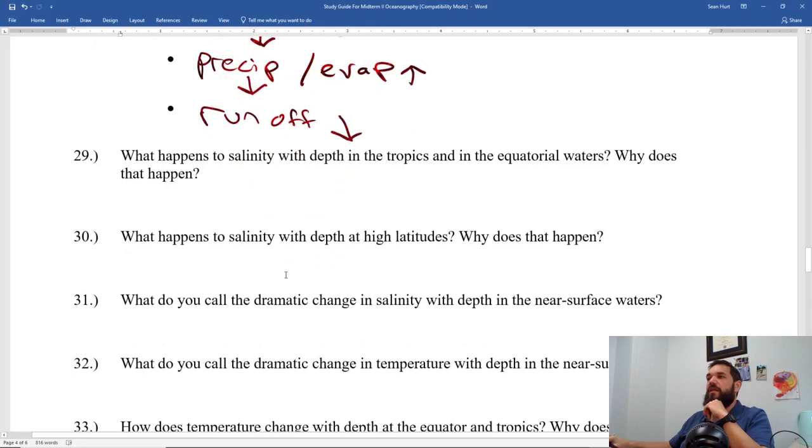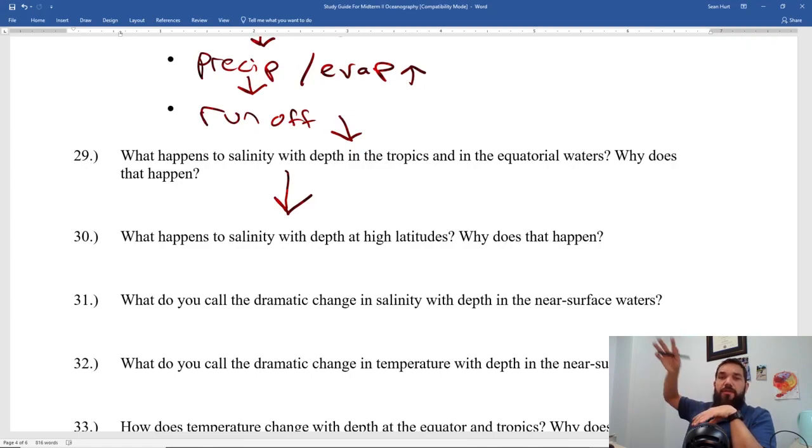All right, what happens to salinity with depth in the tropics and in the equatorial waters, and why does that happen? So if you look at salinity, it usually goes down with higher depth. And the reason for that is that the saline water is created at the surface from evaporation. That happens, if it happens at all, of course it's not going to happen as much in the polar environments because it's colder, you don't have as much evaporation.